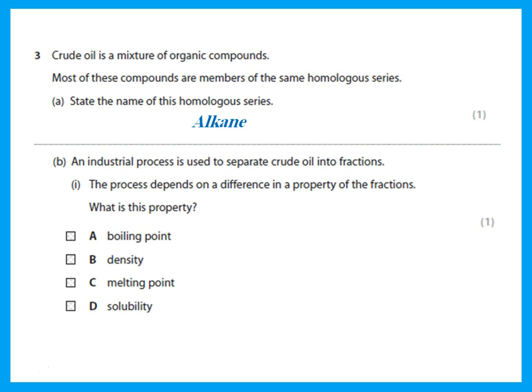An industrial process is used to separate crude oil into fractions. You should remember that that industrial process is fractional distillation. In order to separate crude oil, we do fractional distillation. Now, the process depends on a difference in property of the fractions. What is this property? You should realize that fractional distillation separates a mixture of liquids based on difference in boiling point.